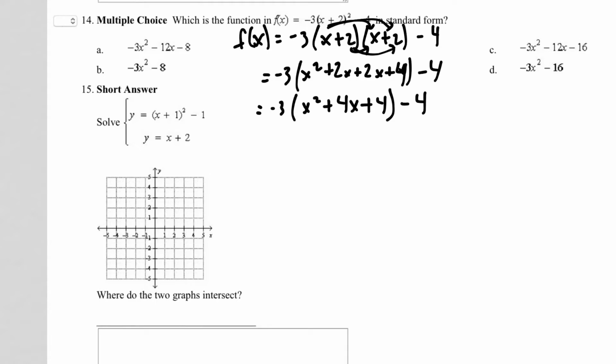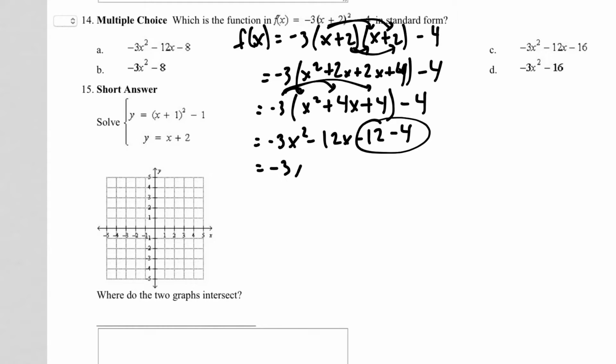Now we can finish by distributing the -3 and combining like terms at the end. So distribute the -3 right here, you get -3x squared. The next one you get -12x. The next one you get -12. And then there's a minus 4 at the end. All right, and finally combine like terms. The only like terms I see are -12 and -4. So it's -3x squared minus 12x minus 16. Now look at my options.